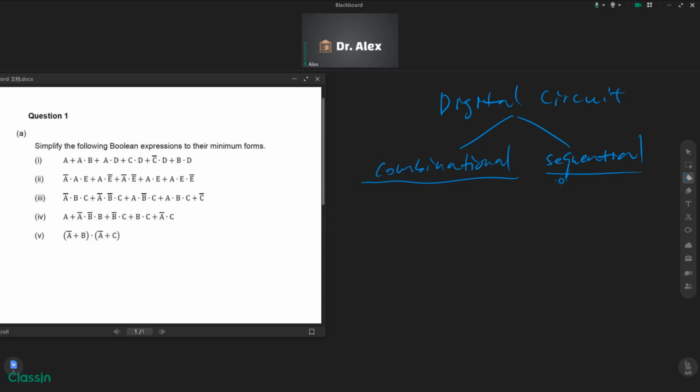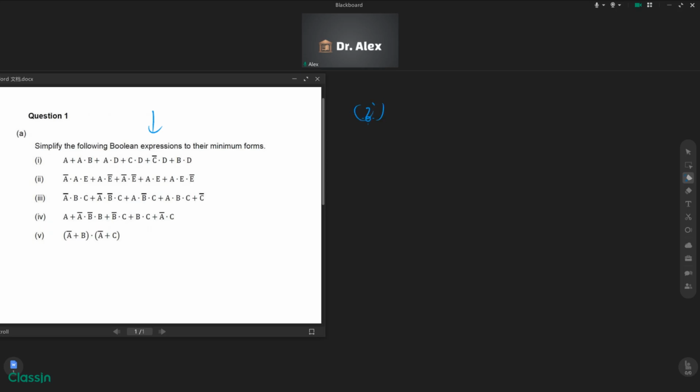Okay, let's look at this question. It's about the combinational. And we will simplify all these equations or expressions. So let's firstly look at the first one, which is A plus A and B, A and D, and C, D, C not D, and B, BD.